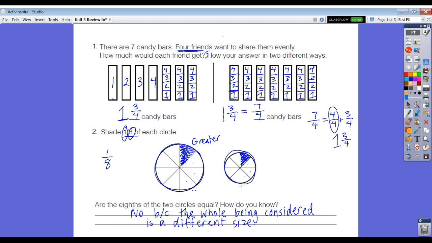Go back and review this video as much as you need, and then in Seesaw, you're going to do 2 problems that are very similar. And remember, on your test, there will be problems very similar to these ones as well.